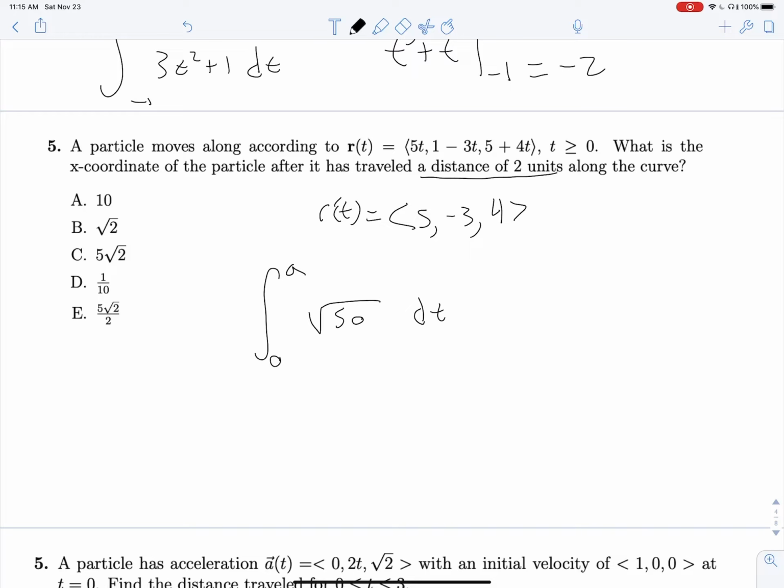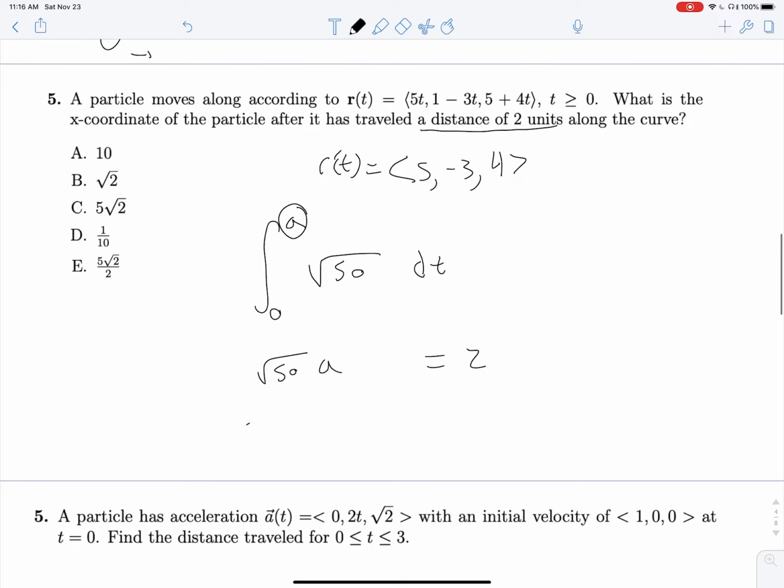Okay, so we want to solve for this a here. So this will be root 50t evaluated on 0 to a, and we want this to give us 2. Well, 0 is not going to contribute at all, so really we're solving for root 50a equals 2, which is a equals 2 over root 50.